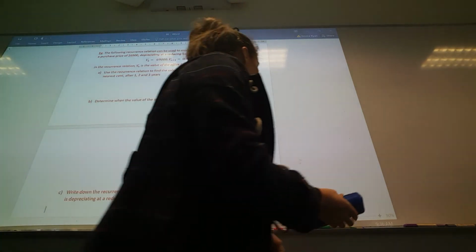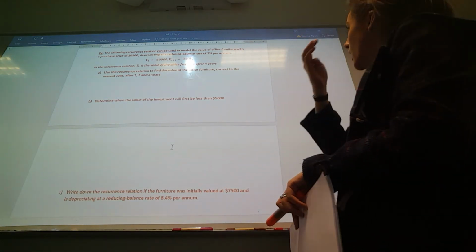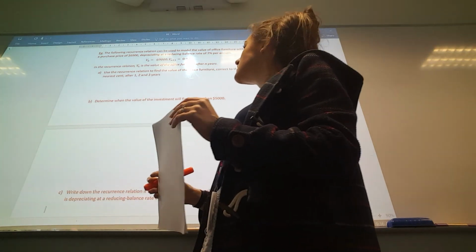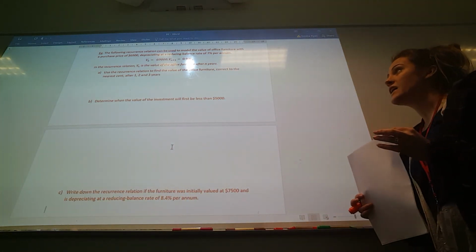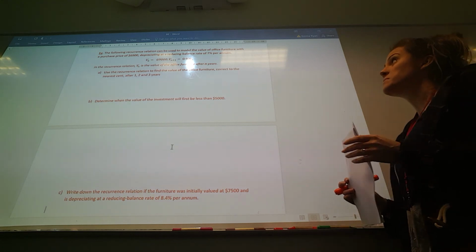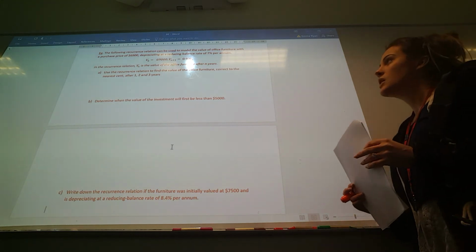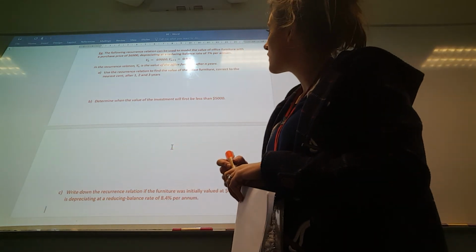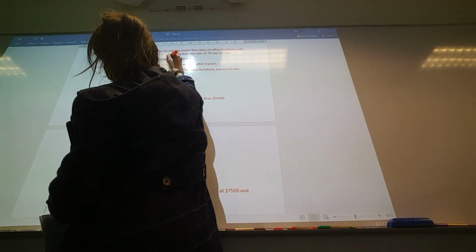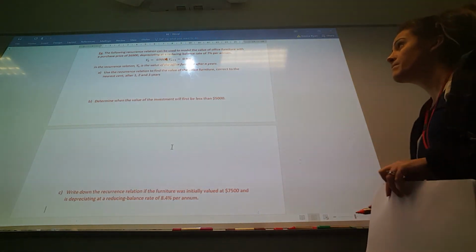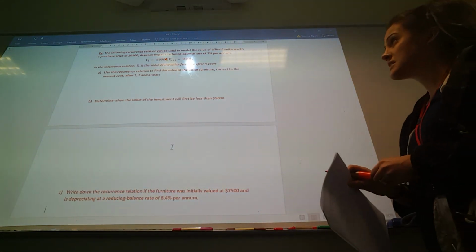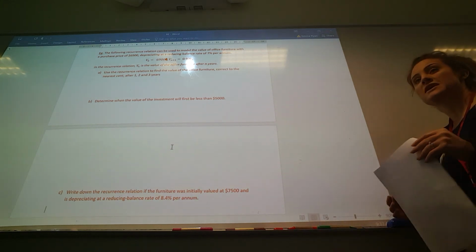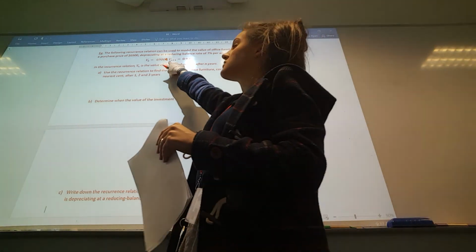Okay, so the following recurrence relation can be used to model the value of office furniture with a purchase price of $6,900, depreciating at a reducing balance rate of 7% per annum. So V0 equals 6,900. Vn plus 1 equals 0.93 Vn. Make sure you cross off that extra 0 that I just crossed off.